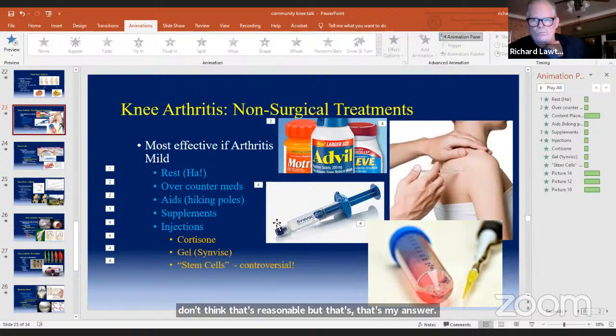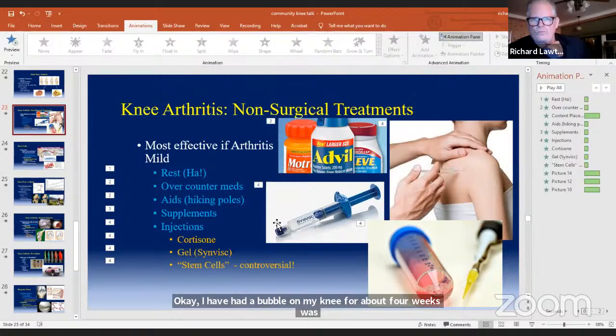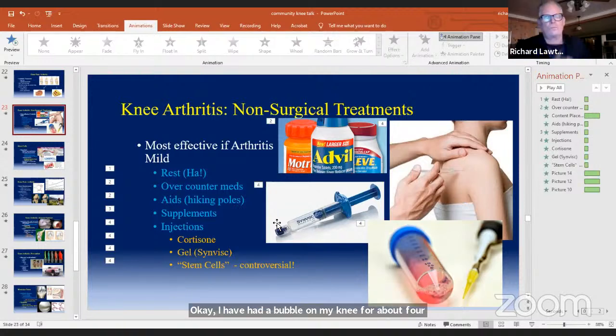Okay. I have had a bubble on my knee for about 4 weeks. Was told it was bursitis. What more should I do to treat besides ice and Tylenol? That's a great question. If it is indeed bursitis, or you suspect it is, and it sounds like it may be, I would get an MRI to confirm the diagnosis. And if it doesn't bother you, it's okay to leave it alone. But if it bugs you, you can have it removed.